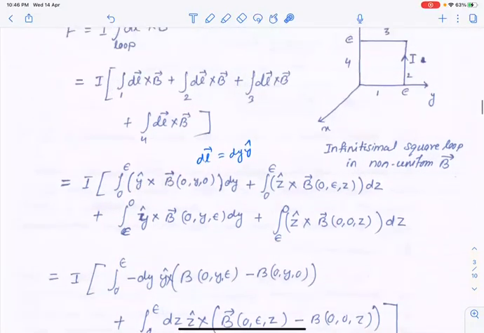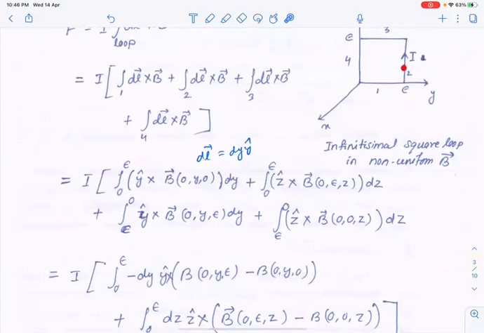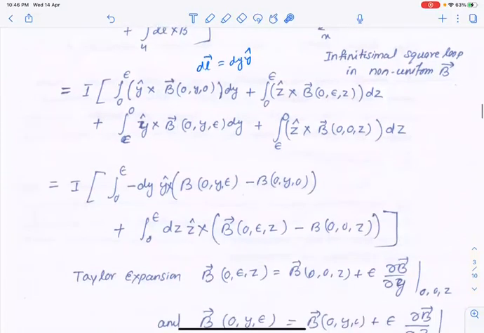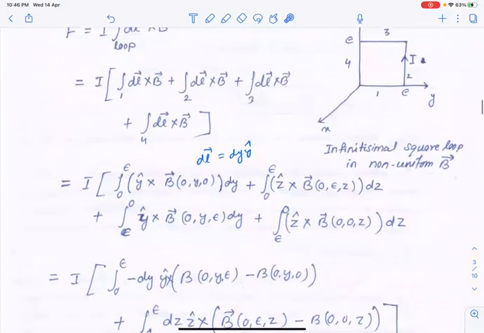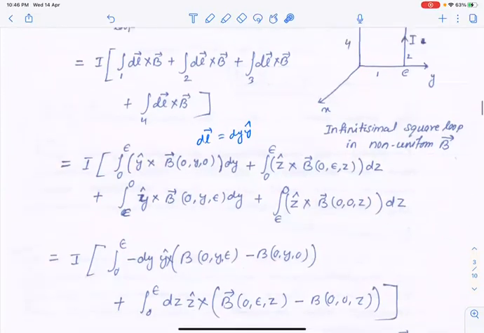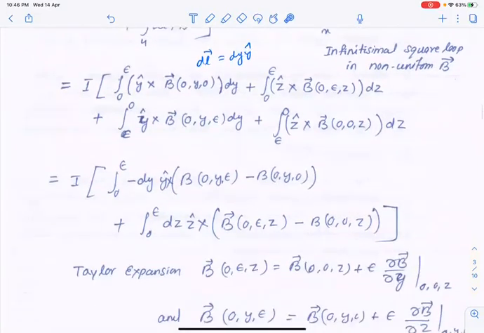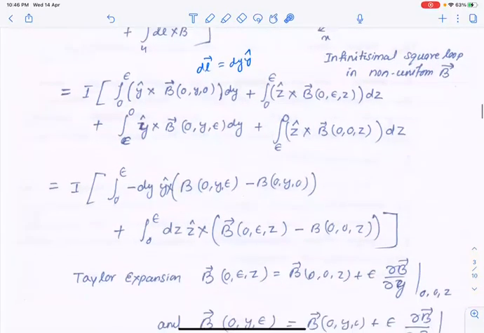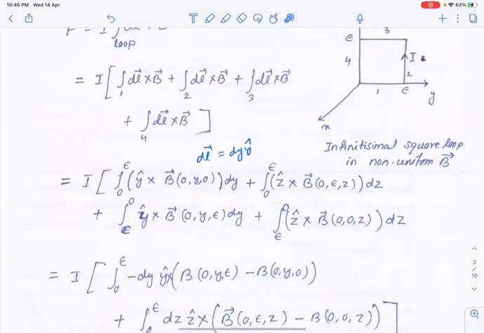So your value of B along this line, that's your B at (0, epsilon, Z), can be conveniently expressed as the value of B along this line at (0, 0, Z) plus epsilon del B by del Y. Since epsilon is very small, you can safely assume the derivative del B by del Y doesn't vary along this line. Now that makes our life simpler.